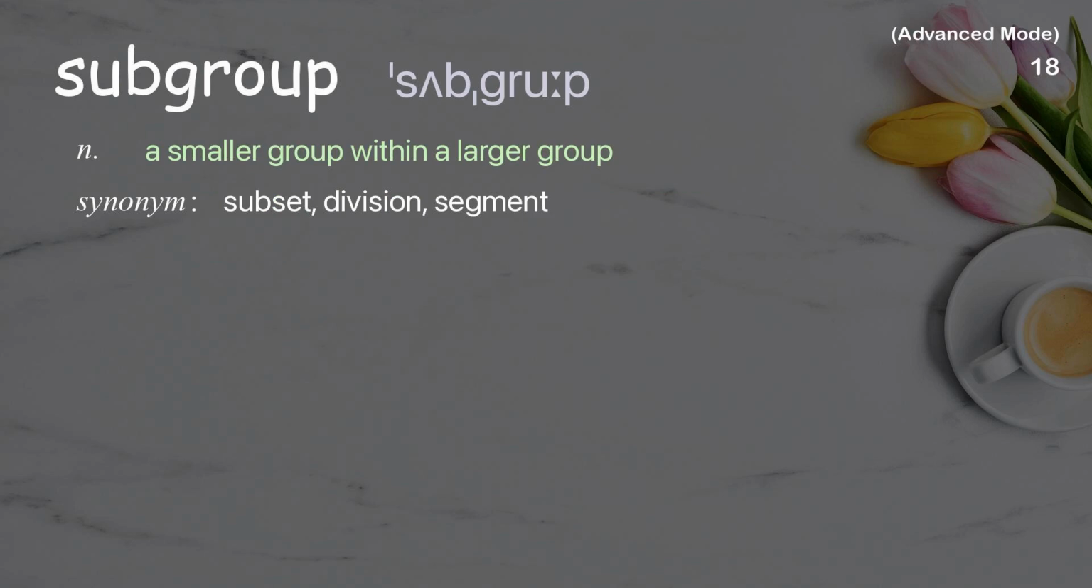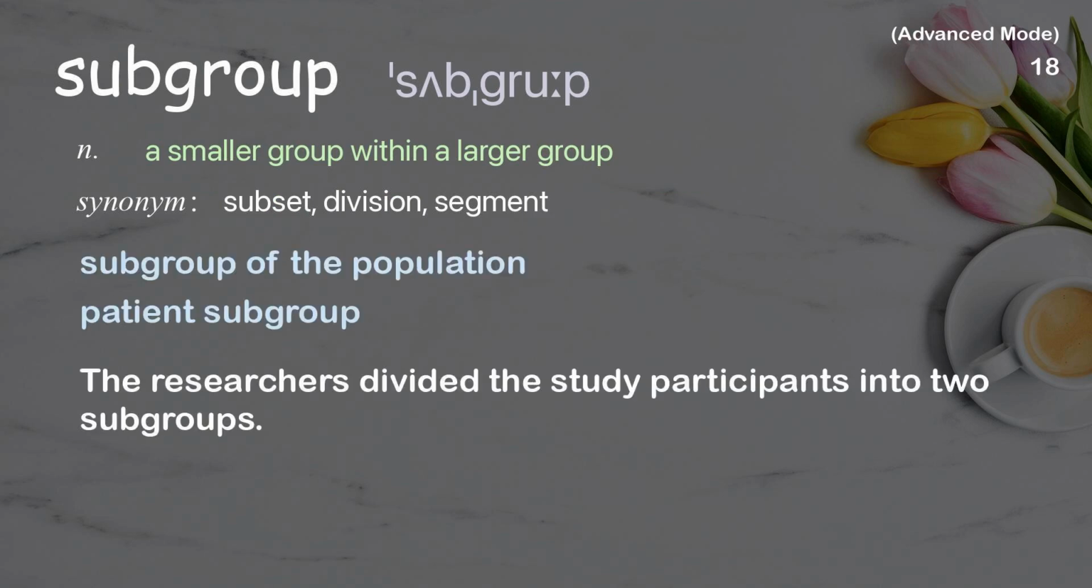Subgroup. A smaller group within a larger group. Examples: Subgroup of the population. Patient subgroup. The researchers divided the study participants into 2 subgroups.